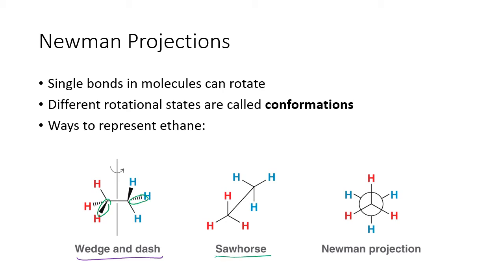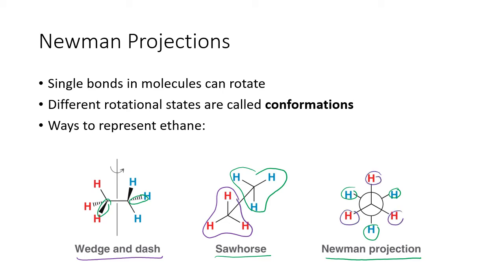Sawhorse projection is kind of similar to a Newman projection, but the Newman projection is like a flattened version of that Sawhorse projection. So if these three blue hydrogens are in the back, that's where they are on this Newman projection. And then we have the three red hydrogens in the front, and that's where these three are on our Newman projection.